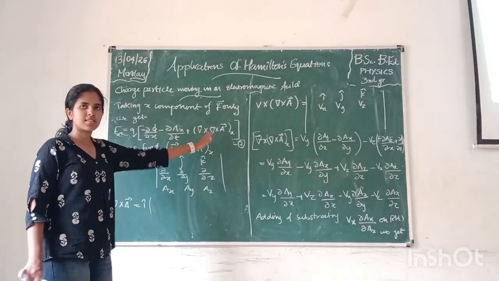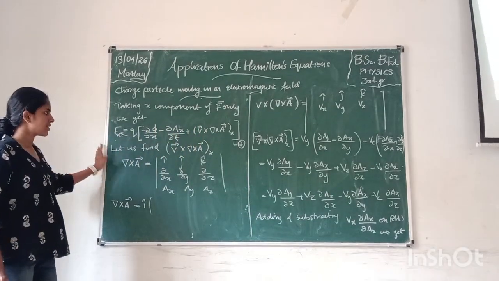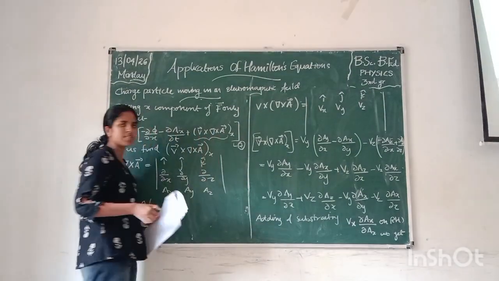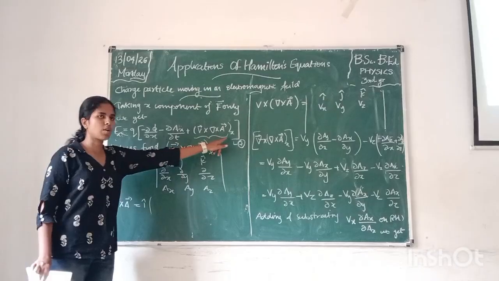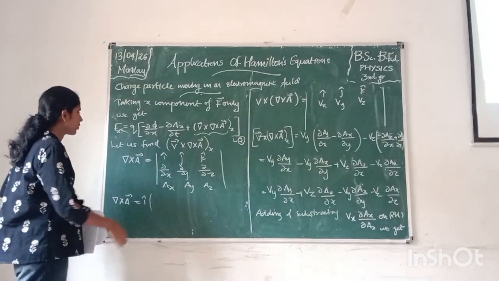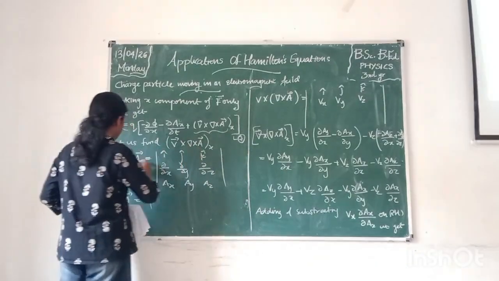∂/∂x of f was also there. Next, we want to find this part, the b cross (del cross a). This is the x component that we have to find and substitute here. So what is del cross a?